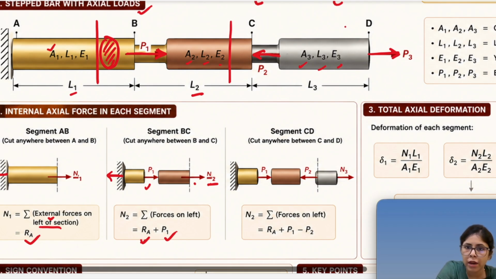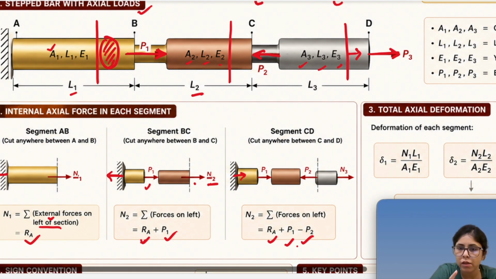Then if I put a section here, at that section I have a force N3, let's say its internal force, and it has these many forces: reaction plus P1 minus P2. Because the directions of P1 and P2 we know, but the direction of the reaction we don't know. So this is how it comes. This is the axial force in each of the segments or sections.